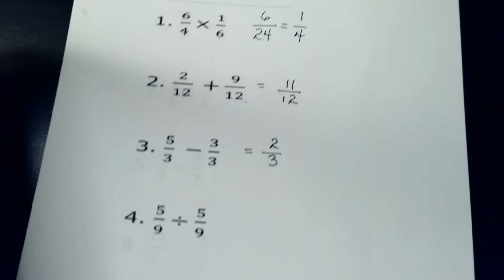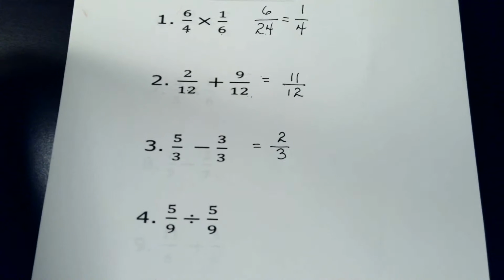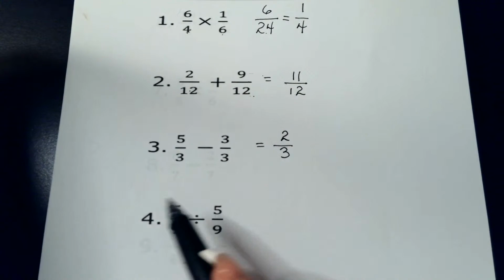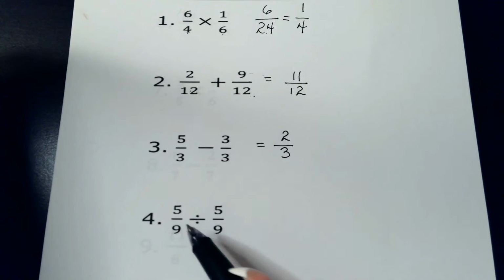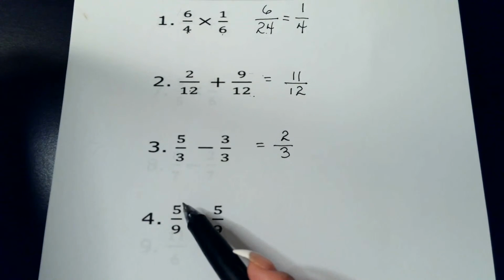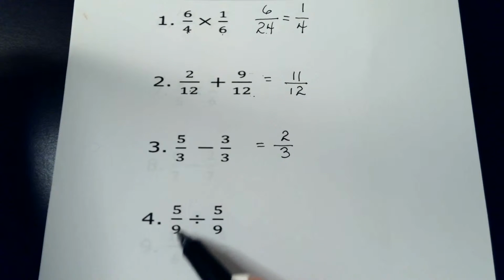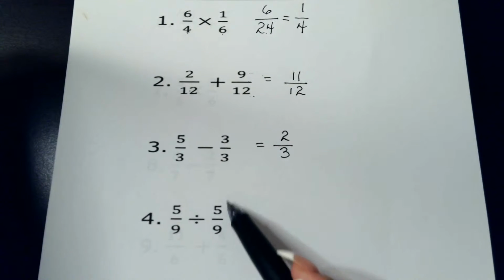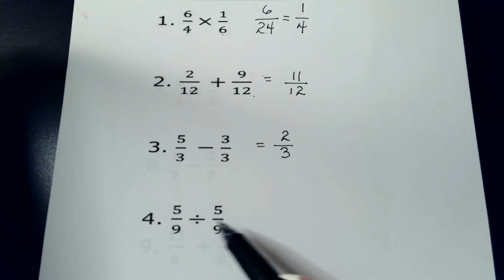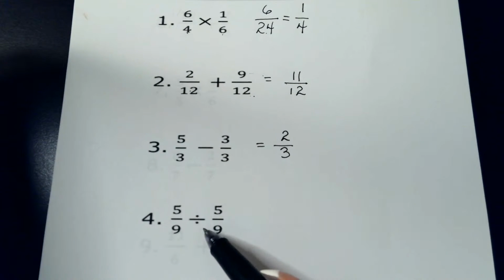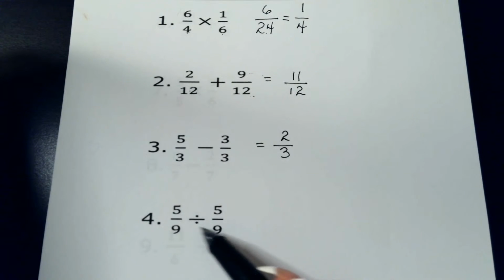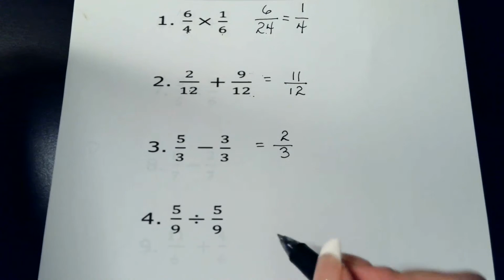The next problem that we're going to do is division. Division is a little bit different. The first number stays exactly as it is, 5 over 9. And since we can't divide fractions directly, dividing by a fraction is actually multiplying by its reciprocal. So what we need is what's called the reciprocal.